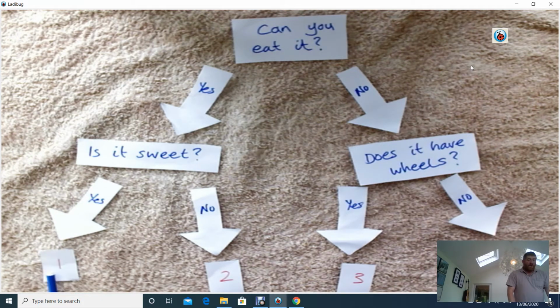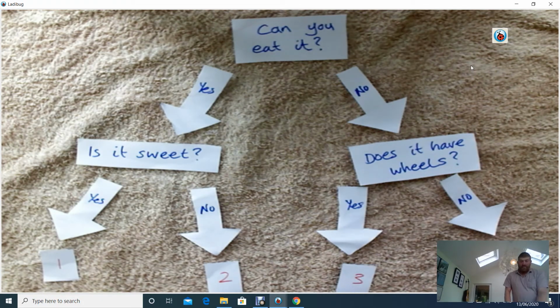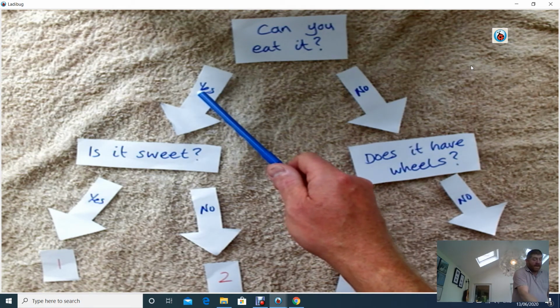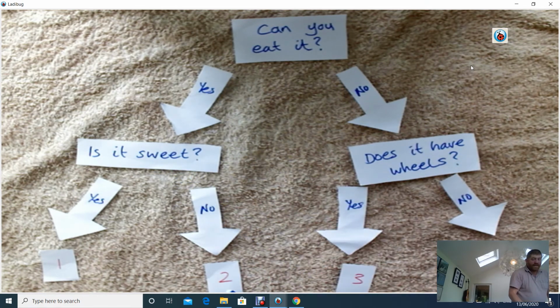What I want you to do is see if you can think of an object that would be able to go in 1, 2, 3, and 4. For example, if we had a sausage, was one of our objects. Let's have a look, think about where it would go. Can you eat it? Yes. Is it sweet? No. It's number two.